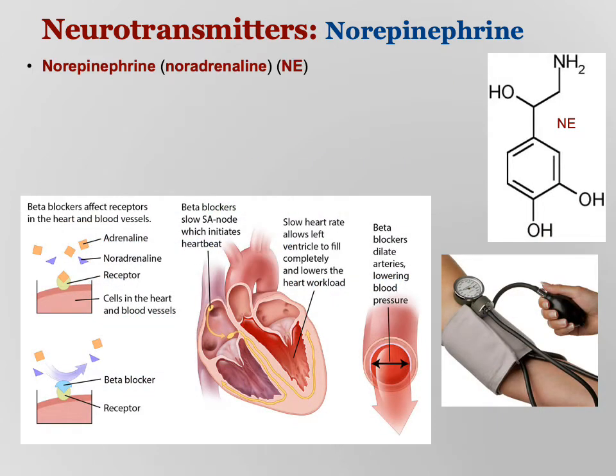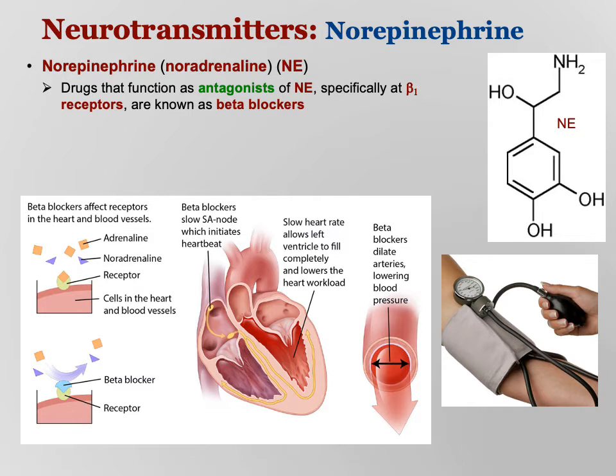Okay, so continuing a little bit here with norepinephrine, because it is so huge, and we spend a lot of time in Bio 202 talking about this. Drugs that function as antagonists of norepinephrine, specifically at beta-1 receptors, are called beta blockers. I'll bet you've heard that term before, beta blockers. So norepinephrine is the neurotransmitter that raises heart rate. Remember, we talked about that on a previous slide. Well, if you block norepinephrine, specifically, it's the beta-1 receptors that are found in the heart. That's why the different receptors are such a big deal.